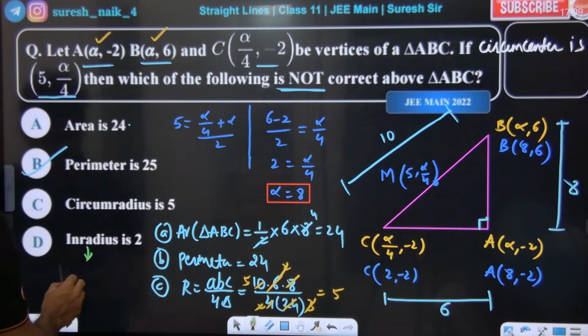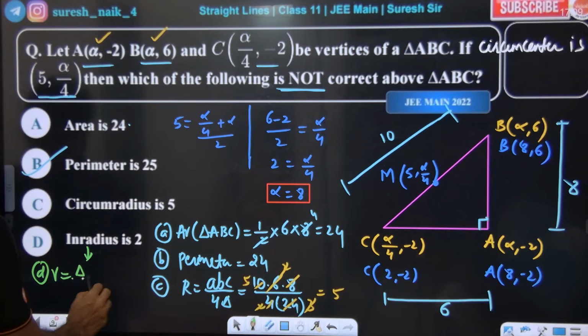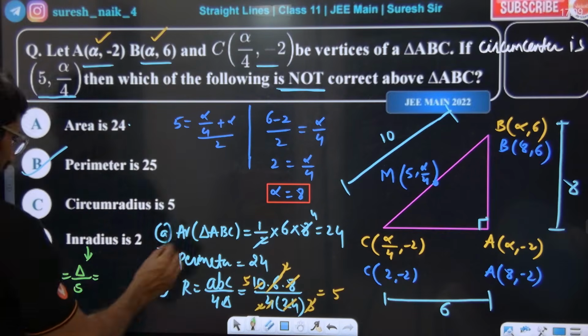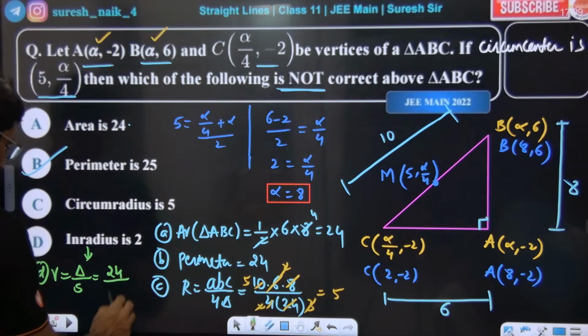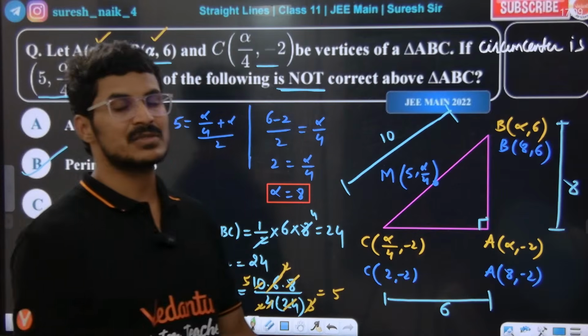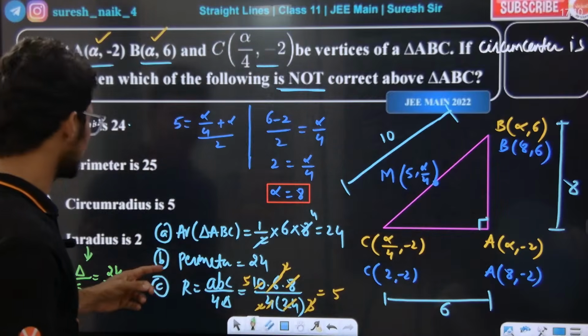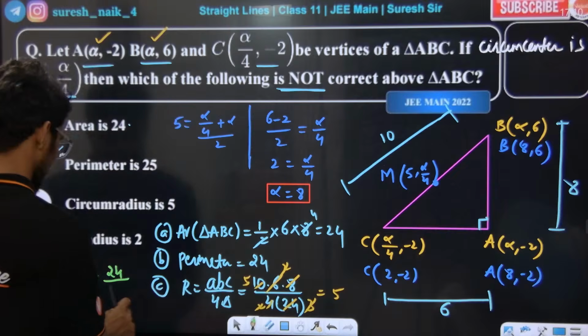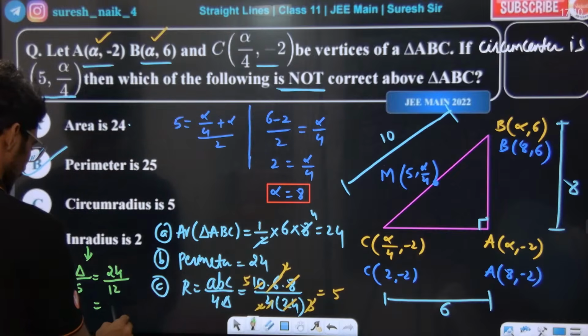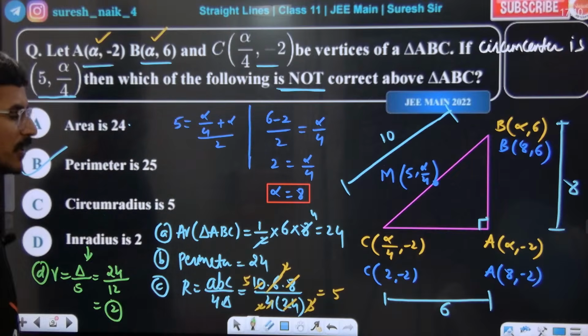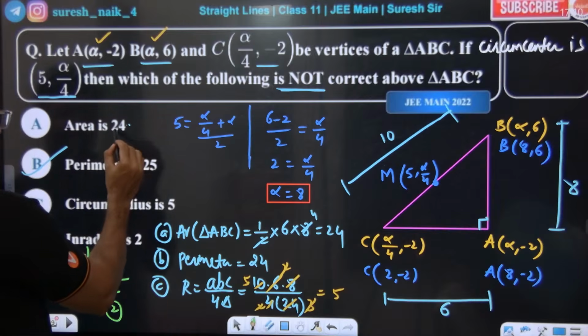Next, option D. Inradius formula, sir: delta by S. What is delta, sir? Delta means the area of the triangle. And S means what? Semi-perimeter. So what is the perimeter, sir? The perimeter is basically 24, and half of that is 12. When we solve this, we get 2. This also comes out correct.